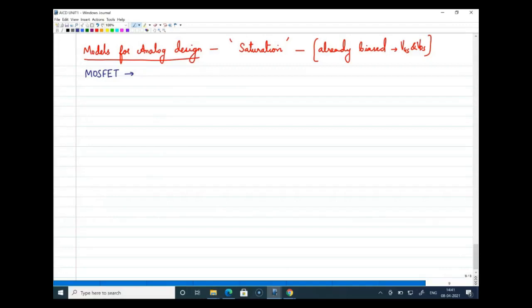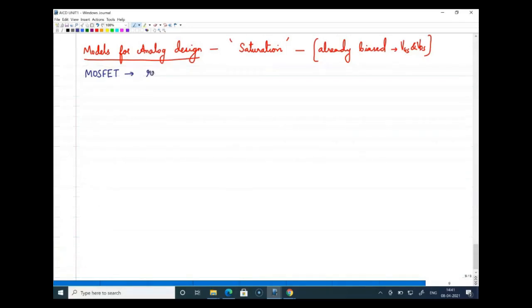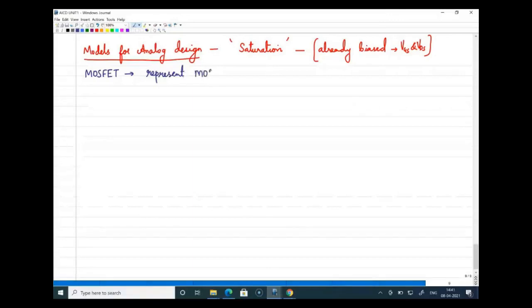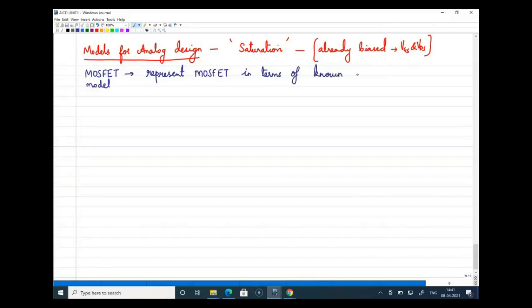Okay. So, when I say model, what we do here is we try to represent a MOSFET. A MOSFET model means we represent the MOSFET in terms of known elements. What is the meaning of known elements? Representing the MOSFET in terms of known elements.